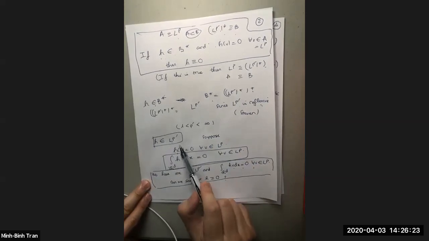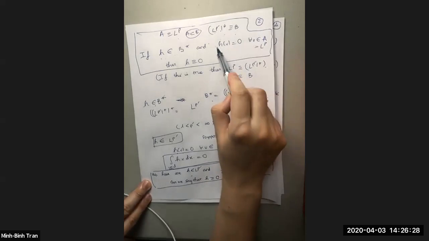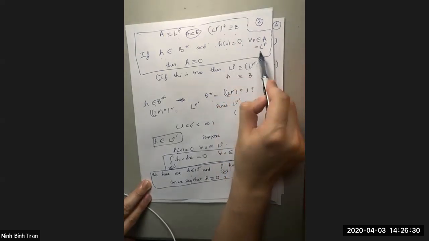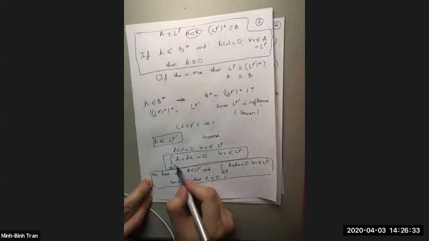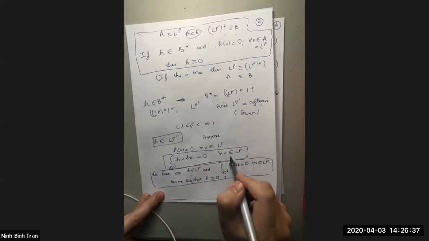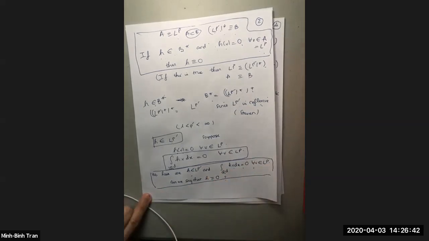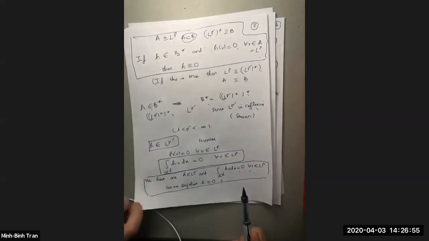Right? So H is in L^p' and S, which means that because H(V) is going to be 0 for all V in L^p, I have that the integral of S times V dx is going to be 0 for all V in L^p, right? So the problem becomes a very simple problem. If we have H in L^p' and the integral over Ω of HV dx is 0 for all V in L^p, then can we say that H is 0?